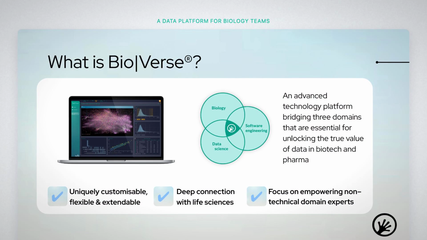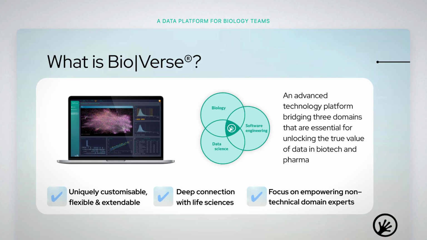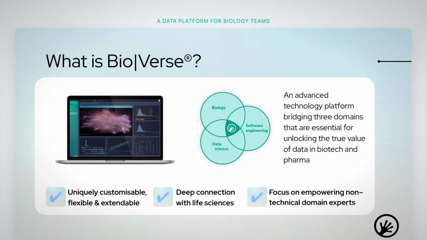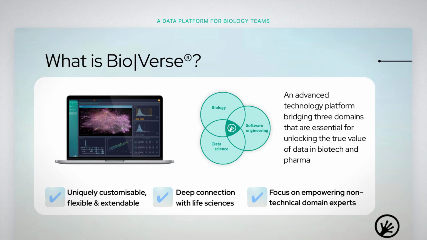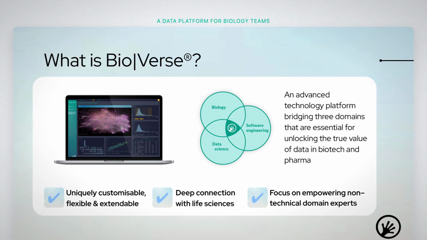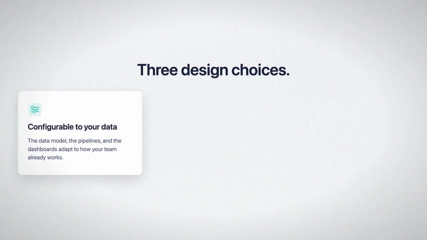𝗏𝗏𝗏 is a data platform from 𝗏𝗏𝗧, built at the intersection of biology, data science, and software engineering. It brings your omics datasets, analyses, and results into one place, so your scientists can find and explore them without leaving the browser. 3 design choices shape the platform.